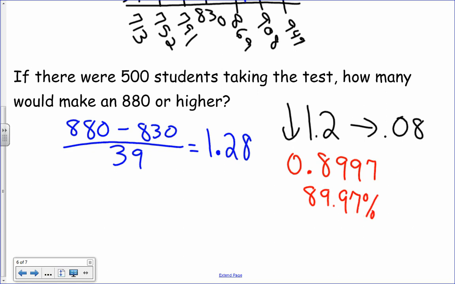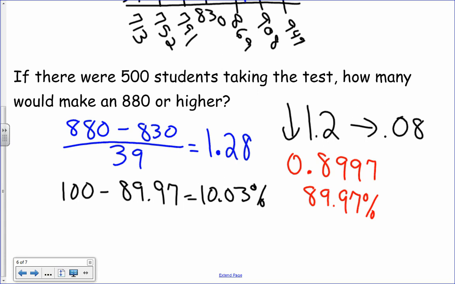Now, we want to know how many made that or higher. That percentage represents everybody below that, correct? Subtract that from 100. So we go 100 minus 89.97. And this is going to give us a percentage. It's almost what percent? It's about 10%, right? It's 10.03. So 10.03% of the students made 880 or higher.